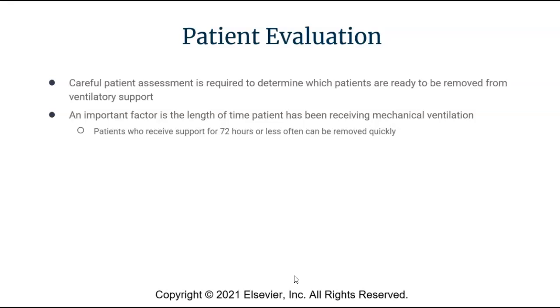So one of the important factors to consider as part of the assessment is the length of time the patient's been on the vent. So in general, patients who've been on the vent for less than 72 hours can often be removed quickly. As I mentioned before, we usually have that 3-day window to get people off the vent successfully. And as they are on the ventilator longer than those 3 days, things become a little bit more complicated.